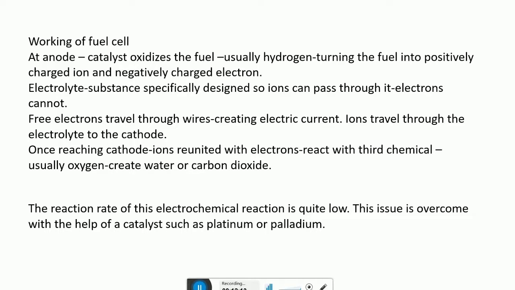Once reaching the cathode, ions reunited with electrons react with a third chemical, usually oxygen, and create water or CO2. The reaction rate of this electrochemical reaction is quite low. To overcome this problem, a catalyst such as platinum or palladium is used. But in the case of a fuel cell, as long as it is supplied hydrogen and oxygen, it will generate electricity chemically.